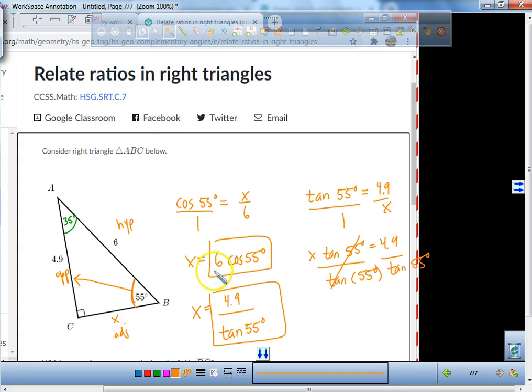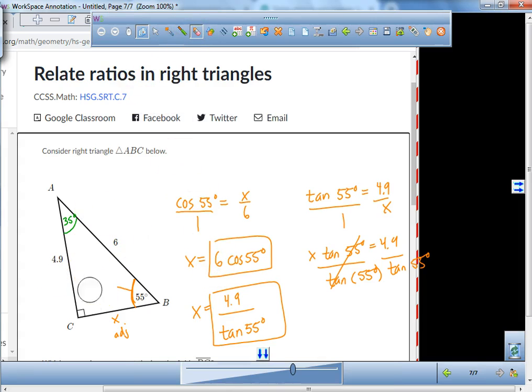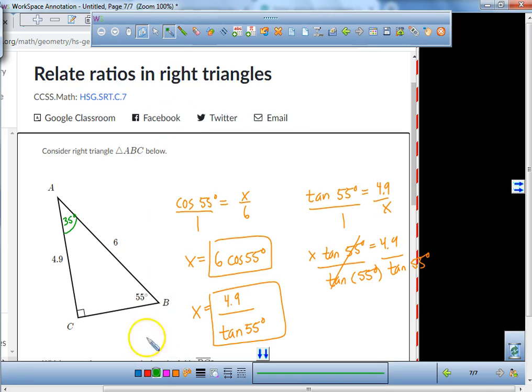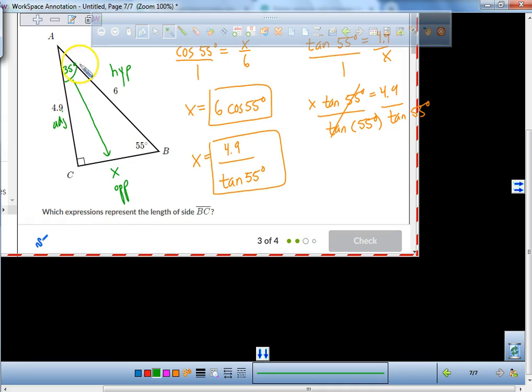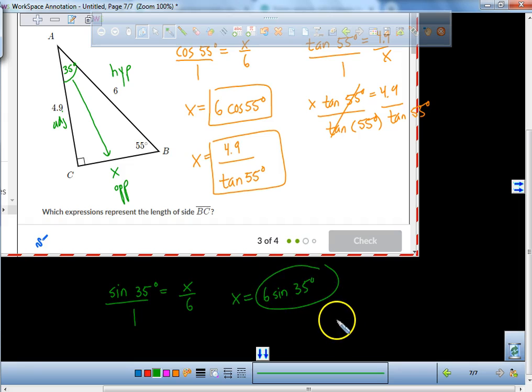The other perspective that I'm going to use is I'm actually going to use going from the 35 degrees. So if I go from 35 degrees, now x is now my opposite side, and this is my adjacent side. But that 6 still represents my hypotenuse. So if I wanted to solve from the other angle, I could say opposite over hypotenuse. I could say the sine of 35 degrees equals x over 6. And when I cross multiply, I get x equals 6 times the sine of 35 degrees.